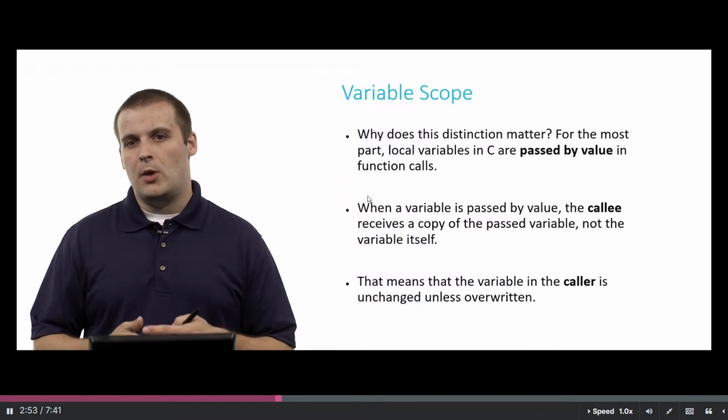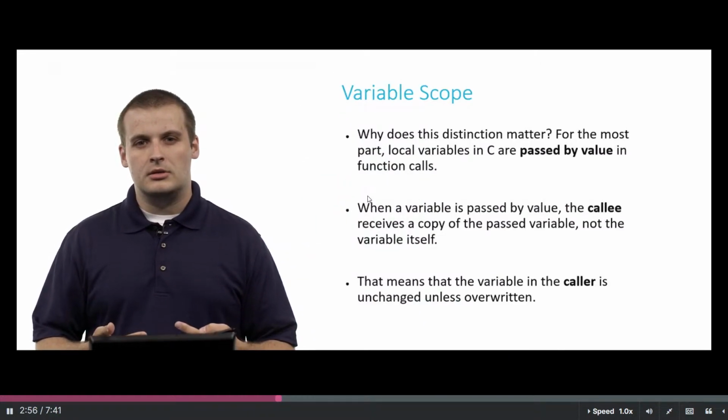Why does this distinction matter? Why do we care whether some variables are local and others are global? Well, for the most part, local variables in C are what's called passed by value when we make a function call. What does that mean?